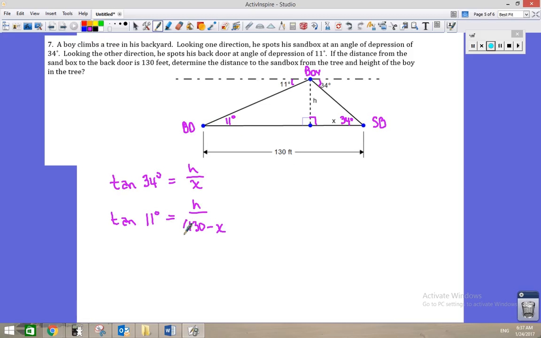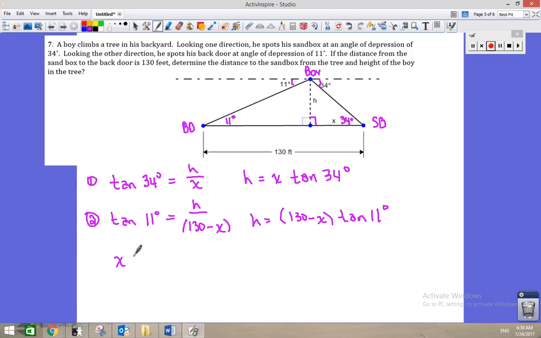Alright, so let's use equation 1 and equation 2 to solve for h. Let's write it in terms of h equals x times the tangent of 34 degrees. And here h is equal to 130 minus x times the tangent of 11. So two different ways to express the same number. This is the height of the tree. So let's set those equal to each other and solve for x.